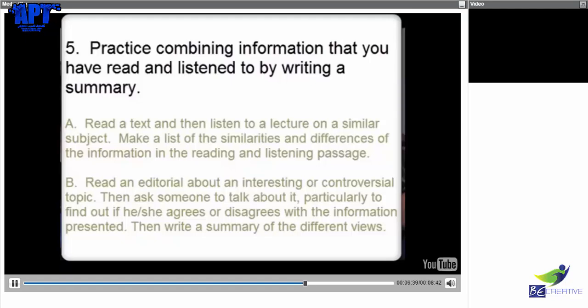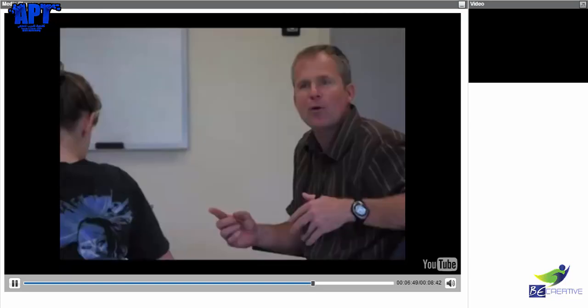Read an editorial on a subject, then you can talk to somebody about it and listen to what they say about the issues. Then you can write a summary of the different views. The important thing here is you practice getting the main points of the reading passage, you get the main points from the listening passage, and then you begin combining this information together. This is a skill called synthesis or synthesizing.